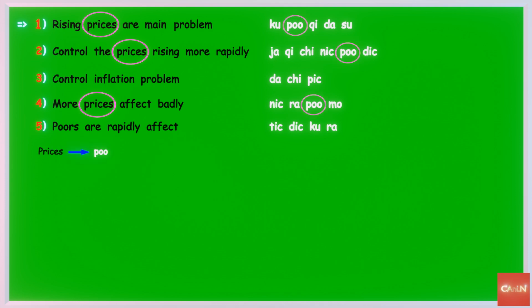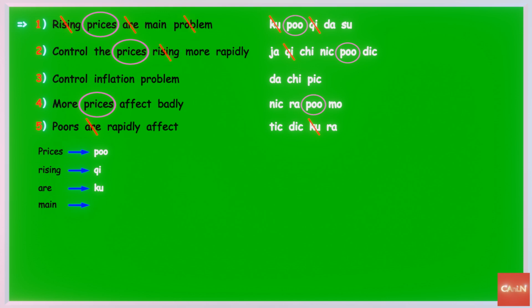Now, let's observe statement 1. Rising appears 2 times, in statement 1 and 2, and the common code corresponding to statement 1 and 2 is QI. Next is R. It appears 2 times, in statement 1 and 5. The common code corresponding to statement 1 and 5 is KU. Main appears 1 time, in statement 1. Here no common code, so let's skip to the next word, problem.